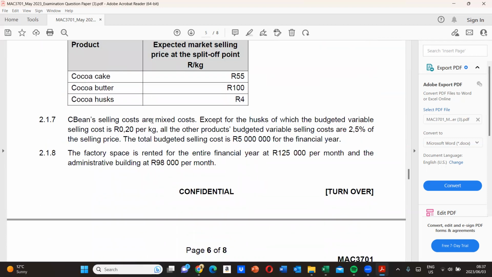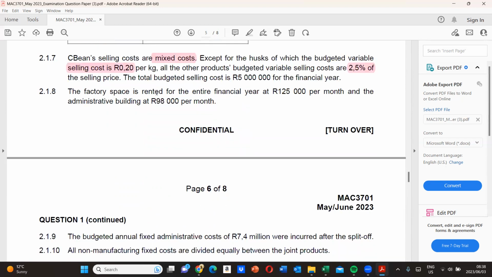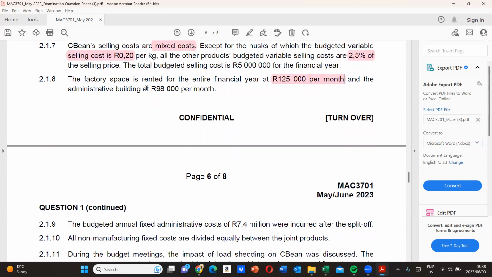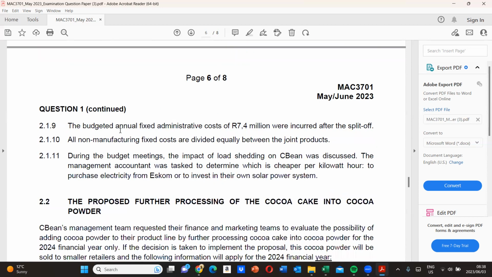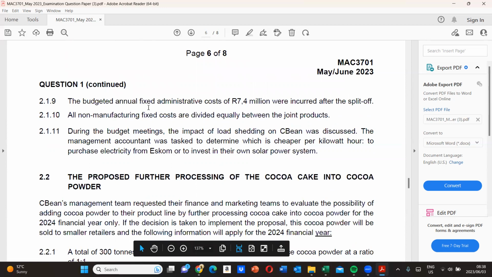C-Bean selling costs are mixed costs, except for the husk, of which the budgeted variable selling cost is 20 Rand per kg. For all the other products, the budgeted variable selling cost is 2.5% of the selling price. The total budgeted selling cost is 5 million for the financial year. The factory space is rented for the entire financial year at 125,000 per month, and the administrative building at 98,000 per month. The budgeted annual fixed administrative costs of 7.4 million were incurred after the split-off. All non-manufacturing fixed costs are divided equally between the joint products.